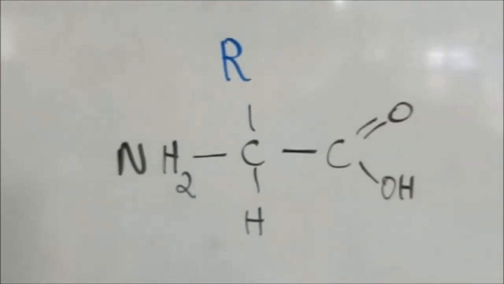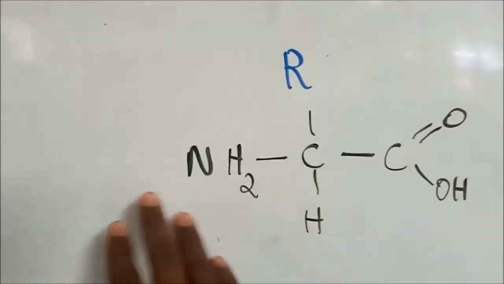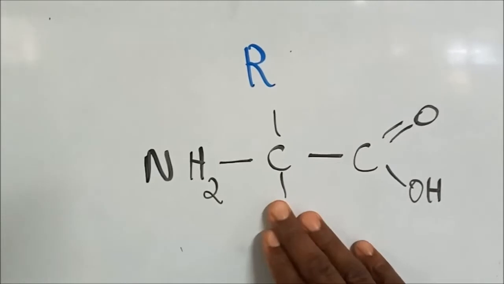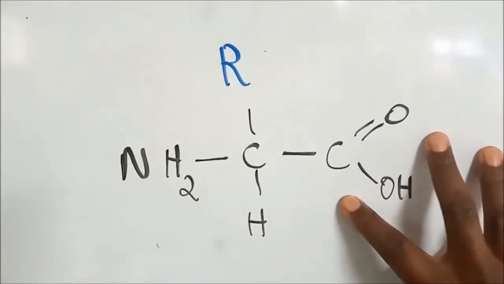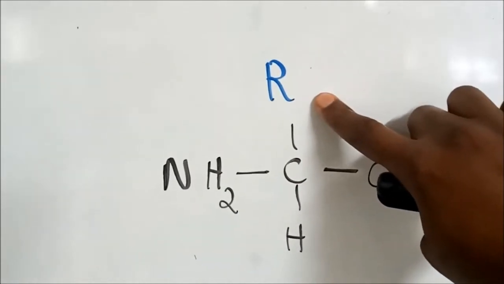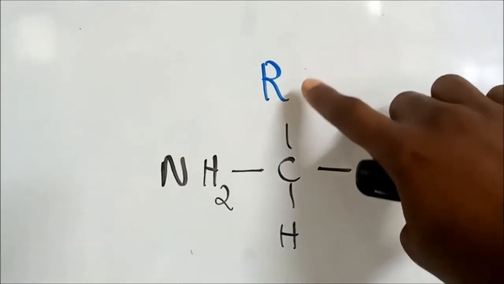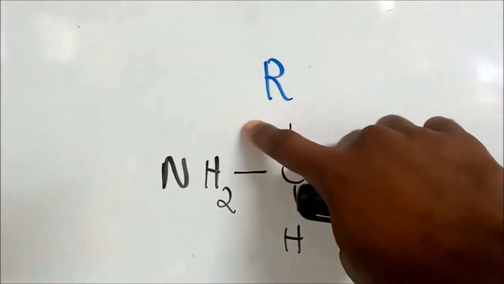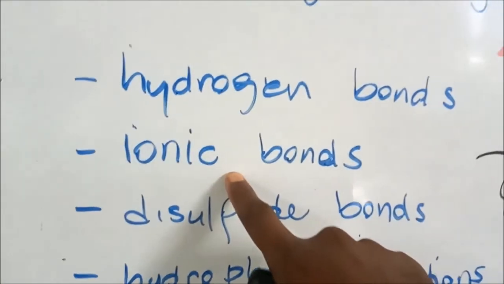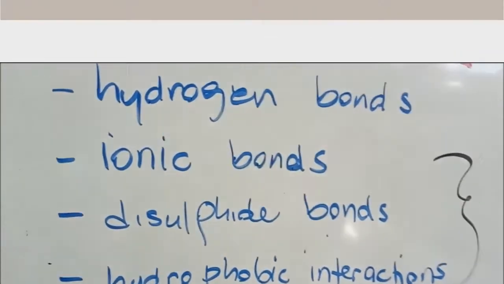So if you remember, please recall that we said the general structure of the amino acid is of such: you have an amino group, central carbon, and then carboxyl group. The top, the R there is where we have the variable group, or the side chain. Now, depending on what molecule sits here, we can have ionic interactions, we can have disulfide bonds, and hydrophobic interaction.